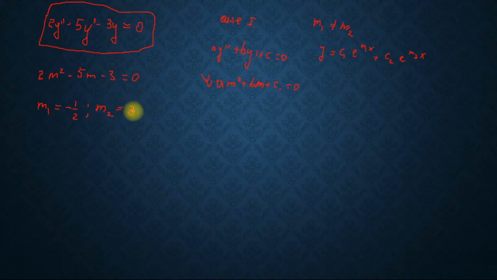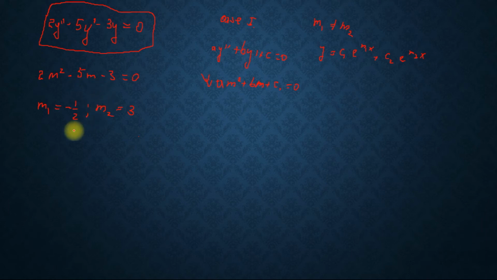So let's check. If we put here 3, what do we have? 9 multiplied by 2 is 18. 18 minus 5 multiplied by 3, 15. So yes, if you put here 3, we have 0, and if you put here minus 1 over 2, again it will be 0. Okay, so now we found the roots of this equation.